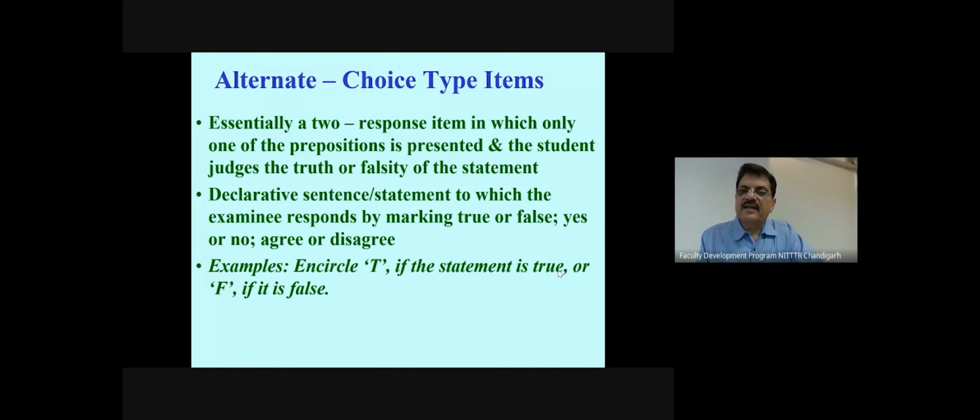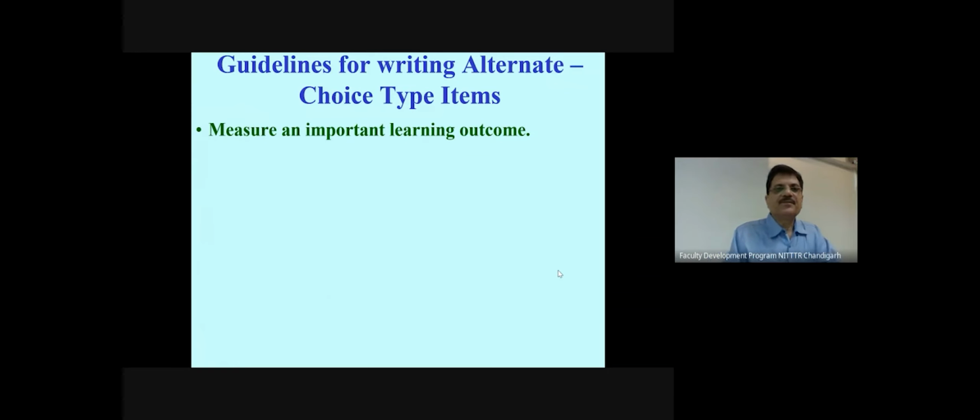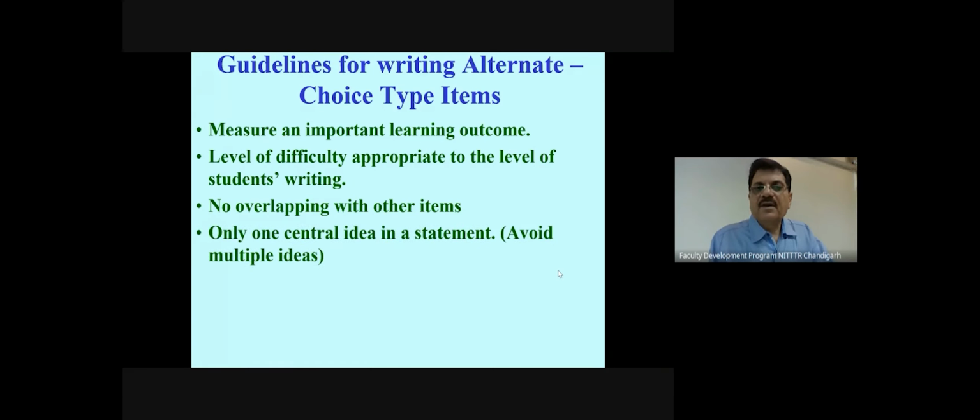Example, circle T if the statement is true, or F if it is false. So these are the examples. Now the guidelines. You need to measure only the important learning outcome. Level of difficulty must be appropriate to the level of students' writing. No overlapping with other items. Give only one central idea in a statement. Avoid multiple ideas in one question.